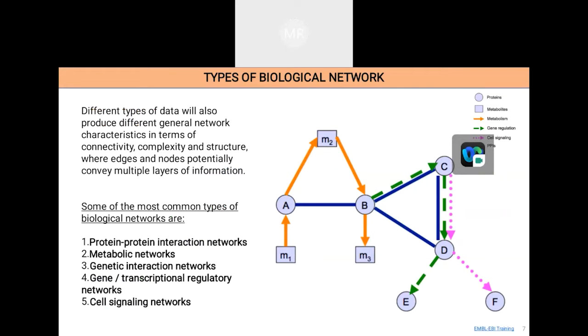Types of biological networks. Different types of data will be used to produce different general networks, characterized in terms of connectivity, complexity, and structure, where the edges and the nodes potentially convey multiple layers of information.